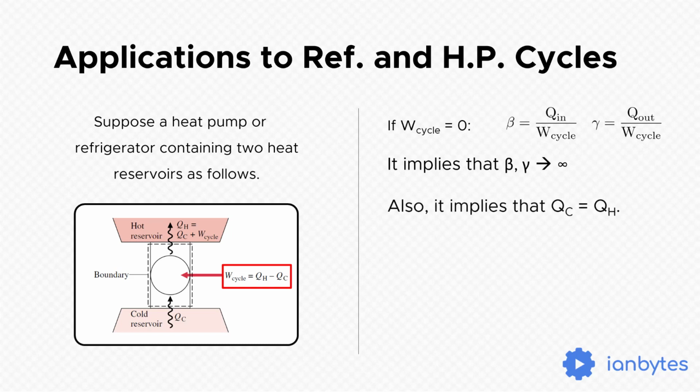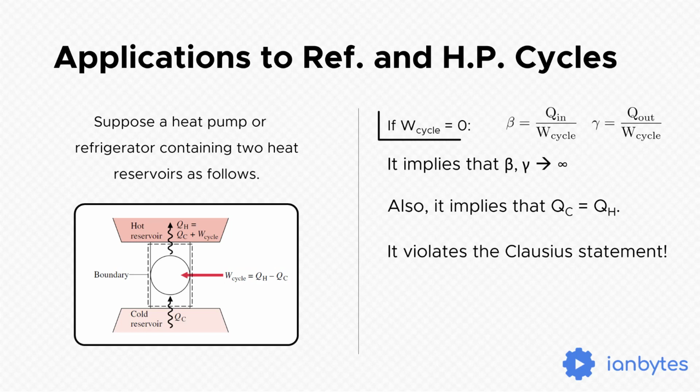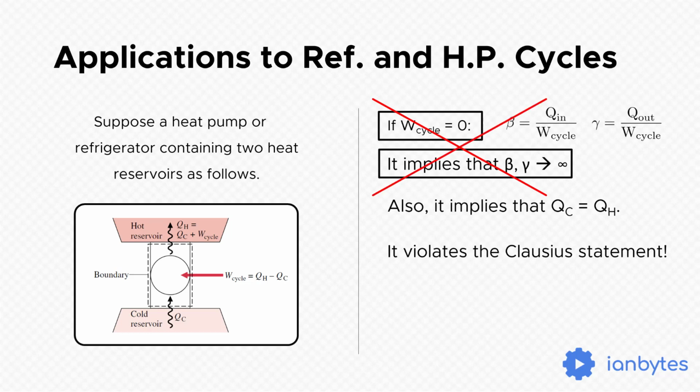Now, let us pay attention to what our setup looks like if W cycle is equal to 0. Makikita natin na ang ating system ay mag-absorb ng heat from the cold reservoir at magre-reject ng heat sa hot reservoir, which is exactly yung pinagbabawal ng ating Clausius statement. This means na ang ating assumption, which is W cycle is equal to 0, together with the implications of our assumption, which is the coefficient of performance being infinite, are all incorrect.